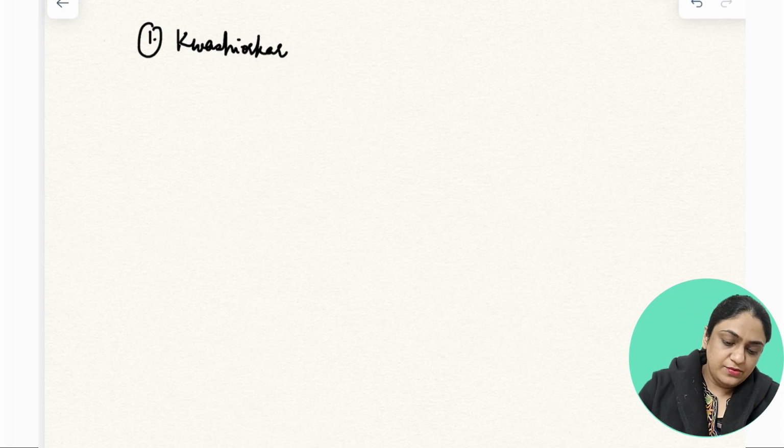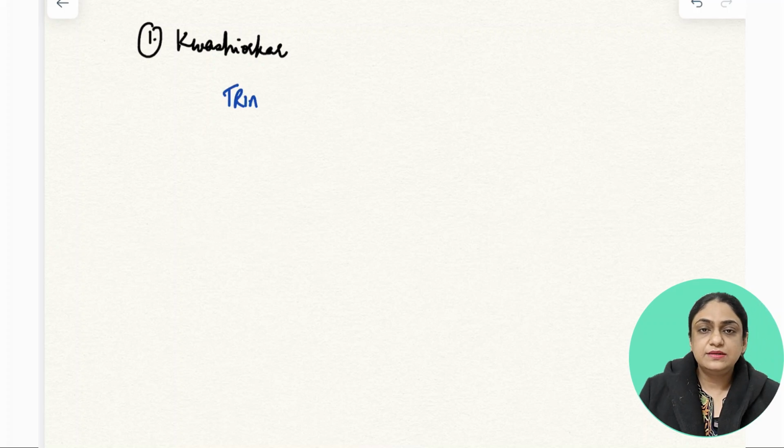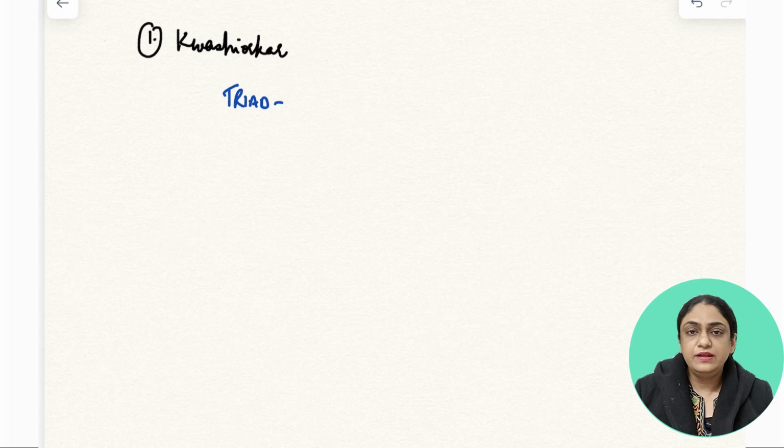So today we are going to learn 3 high yielding points from the topic of nutrition. So first of all, we are going to read a few points about Kwashiorkor. Kwashiorkor is a type of protein energy malnutrition where edema is prominent.